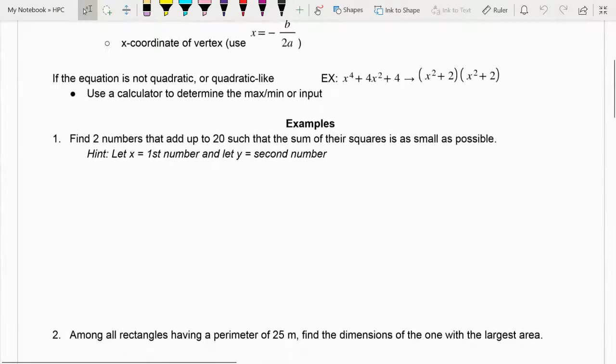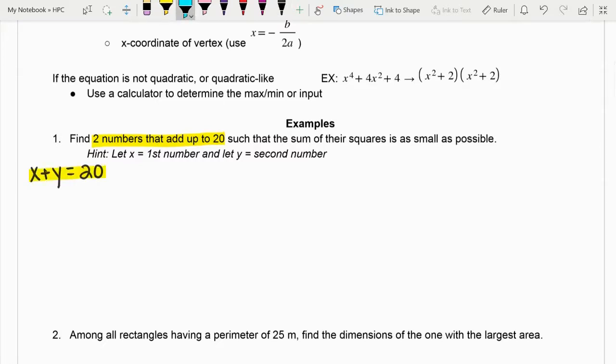So for this first example, we are looking to find two numbers that add up to 20 such that the sum of their squares is as small as possible. So we're going to let x equal the first number and let y equal the second number. Okay, so first we are finding two numbers that add up to 20. We were told that the first is x and the second is y. So x plus y equals 20.